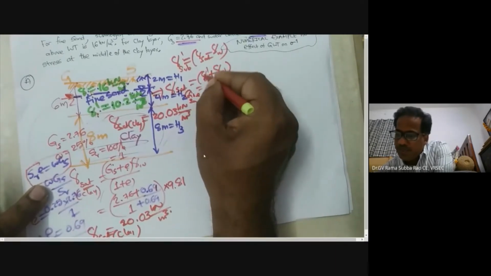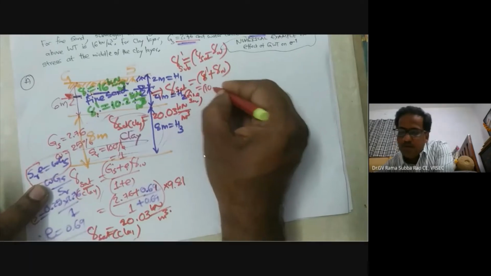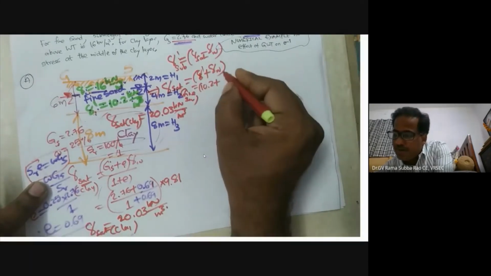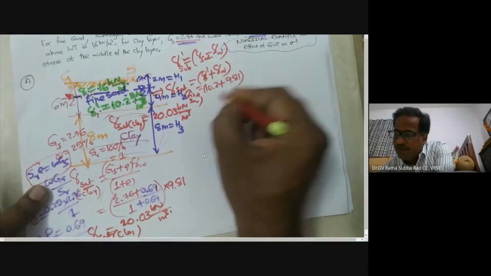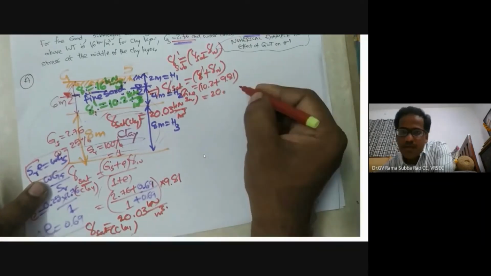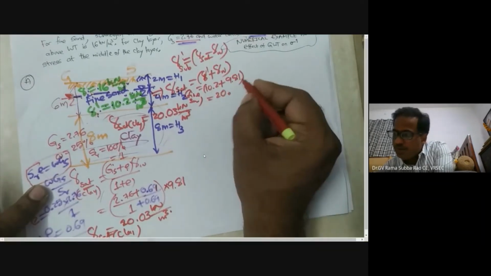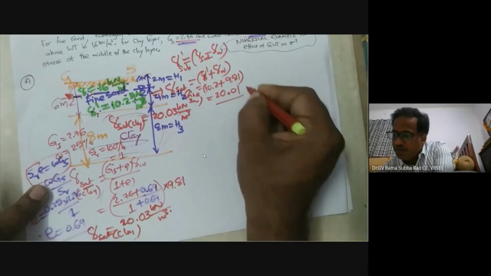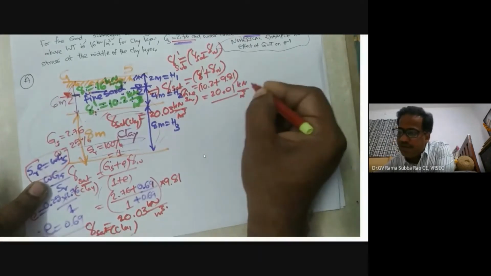Gamma prime is with me 10.2. So now just add 9.81. So we are getting now 20.01 kilonewton per meter cube. This is regarding fine sand.